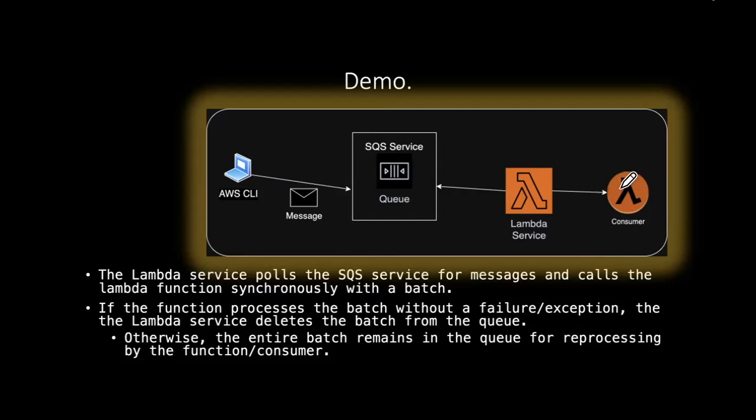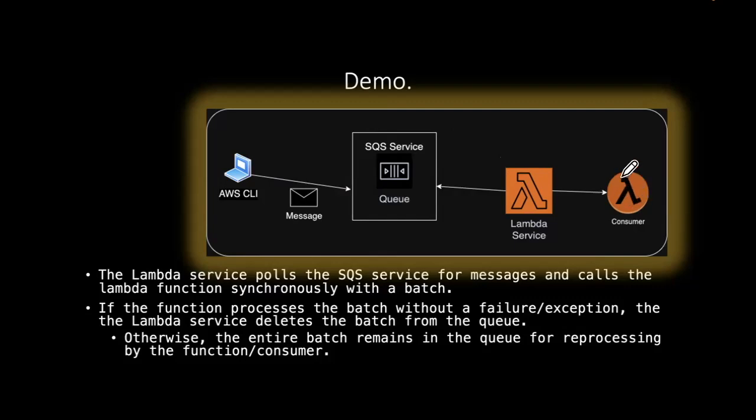That doesn't arise, let's say it does throw an exception. In that case, the Lambda service will not tell it to delete it. And automatically then, because SQS never receives the delete instruction, it will leave the batch of messages in the queue. So the next time the Lambda service polls it, it potentially will receive the same batch of messages. And that makes sense because my Lambda never completed the processing of that entire batch.